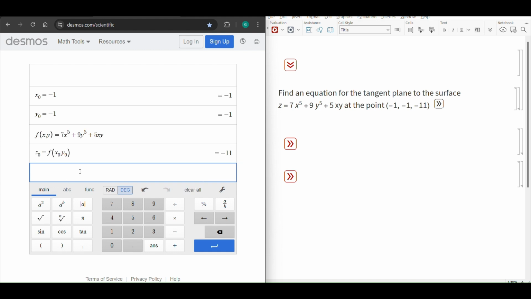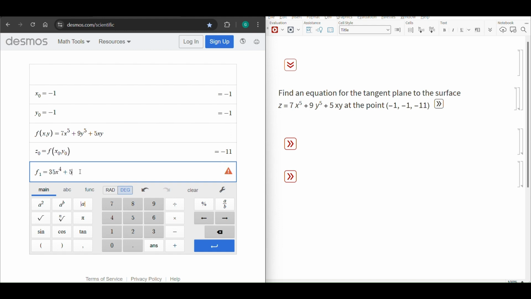So next step, I have to write the partial derivatives of f with respect to x, and then again with y. I could write f subscript x, but I'm not going to do that yet. Right now I'm just going to do f1, and I'll show you why. So that's going to be 35x to the fourth plus 5y. And I always forget, I've done this 10 times now, you have to put in the input. So it's taking in x and y as inputs and putting them in the respective spots in the equation.